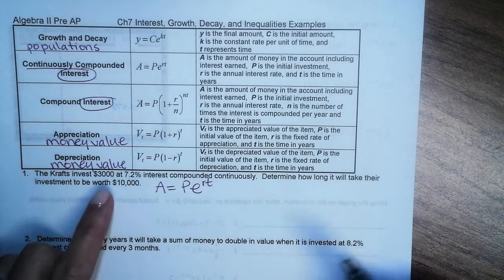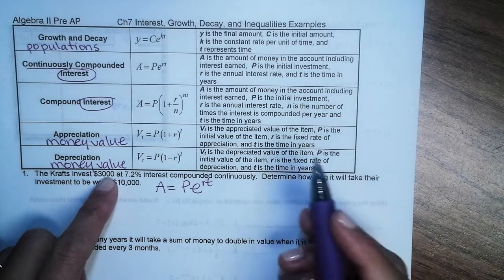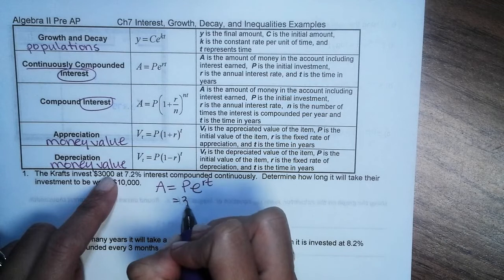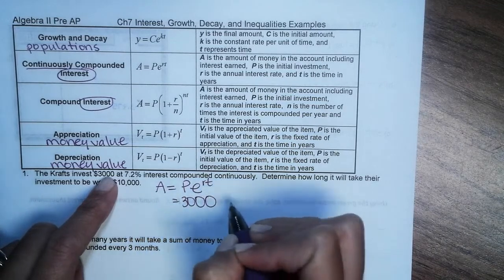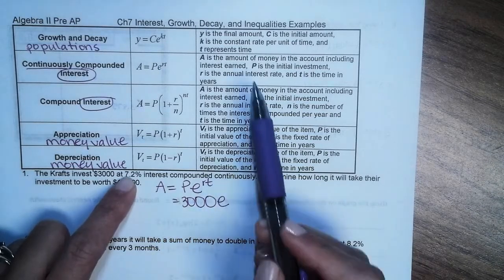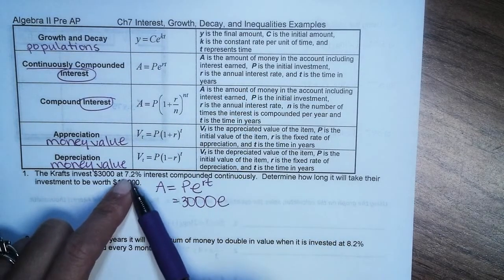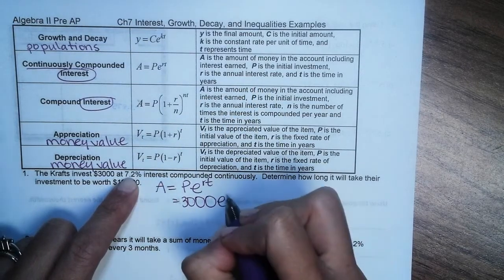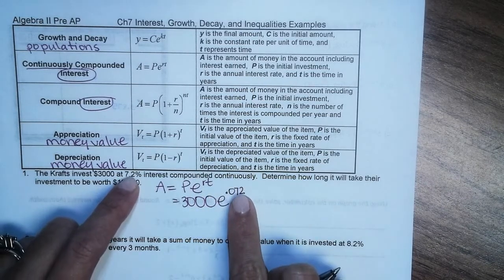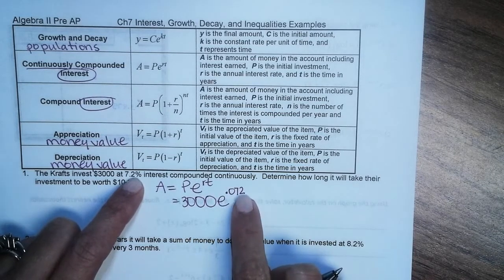So for number 1 here, the Crafts originally invest $3,000. That's called the principal, which is the initial investment. So let me put that right here. 3,000 times e to the r. R is the interest rate, and it needs to be a decimal. So 7.2%, we need to change it to 0.072. That's the interest rate as a decimal. We'll change the 7.2% out of 100 to 0.072.